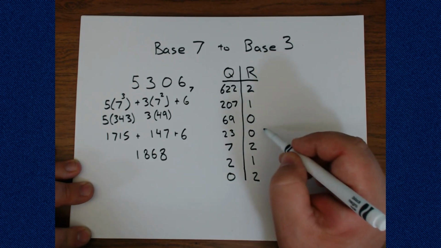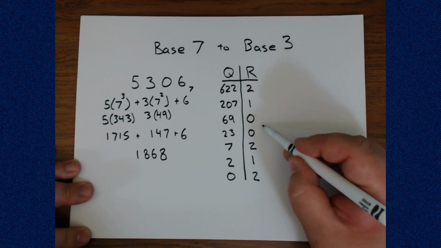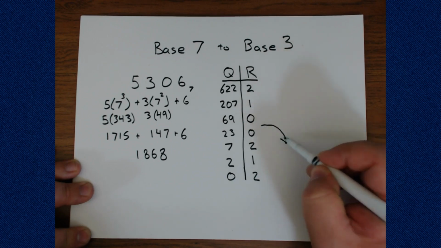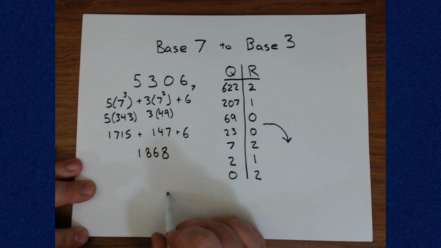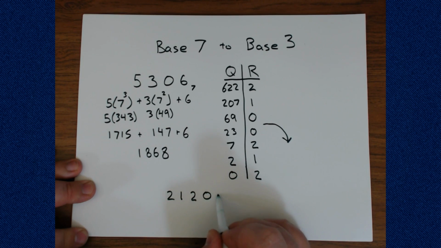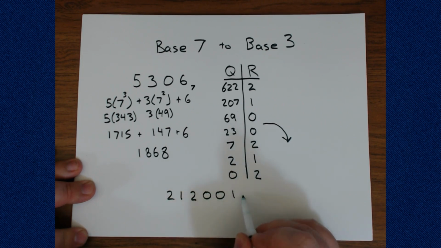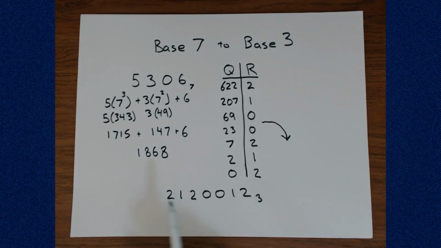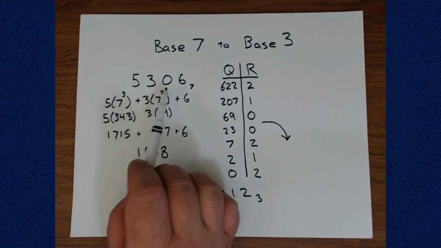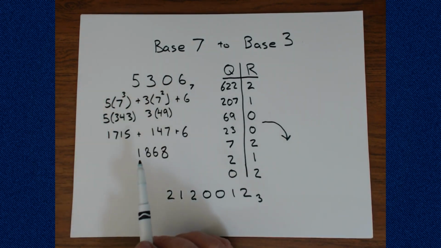All right. Now I take this column of remainders and I make it fall over to the right, and that gives me the value 2, 1, 2, 0, 0, 1, 2, base 3. So to convert, we have 5306 in base 7, and have shown that to be equivalent to 2120012 base 3.